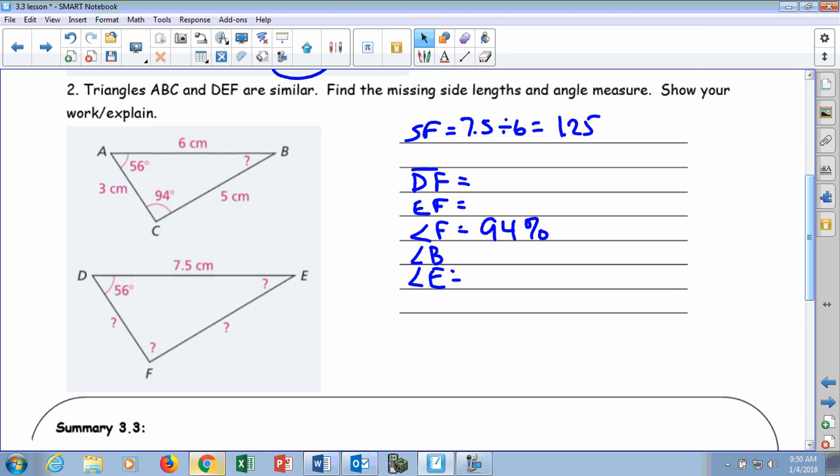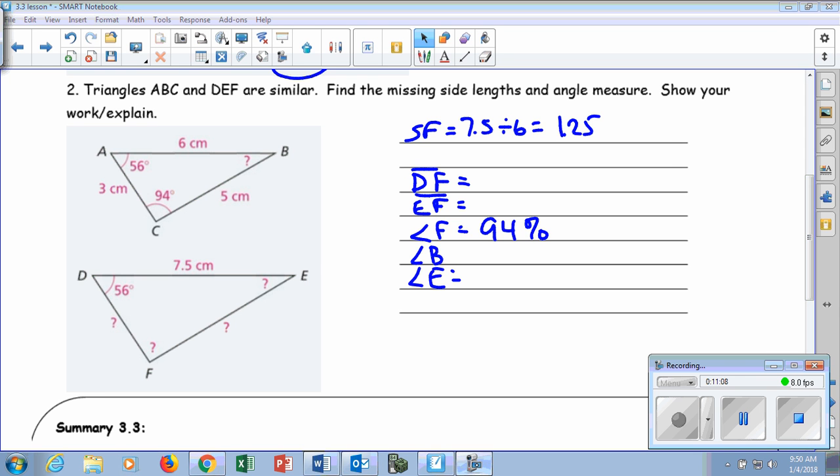Okay? So you got to figure out what lengths DF and EF are with a scale factor of 1.25, and angle B and angle E. All right? So we'll give you guys about 5 minutes to figure that one out. We'll let you guys work.